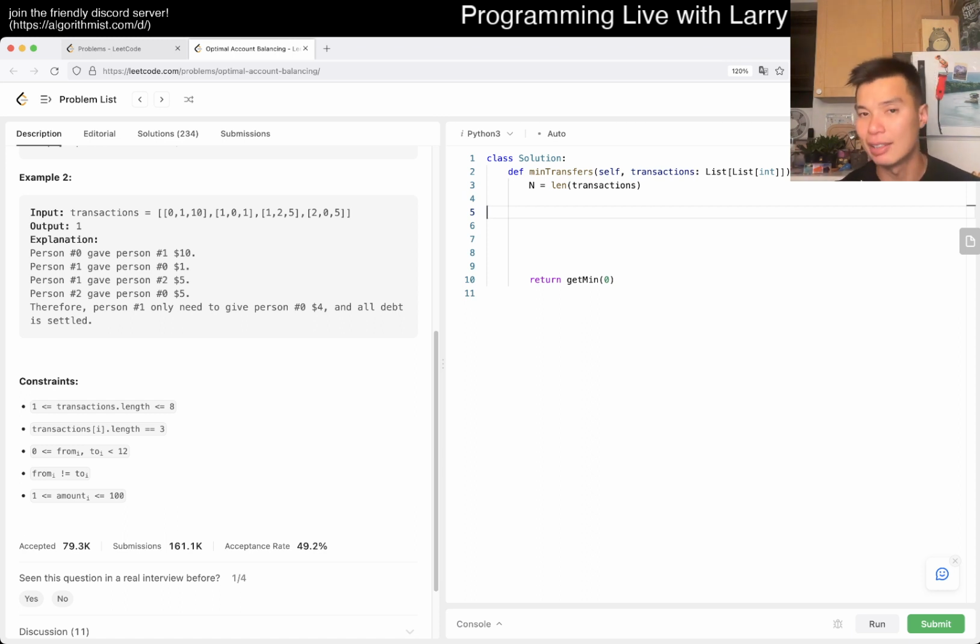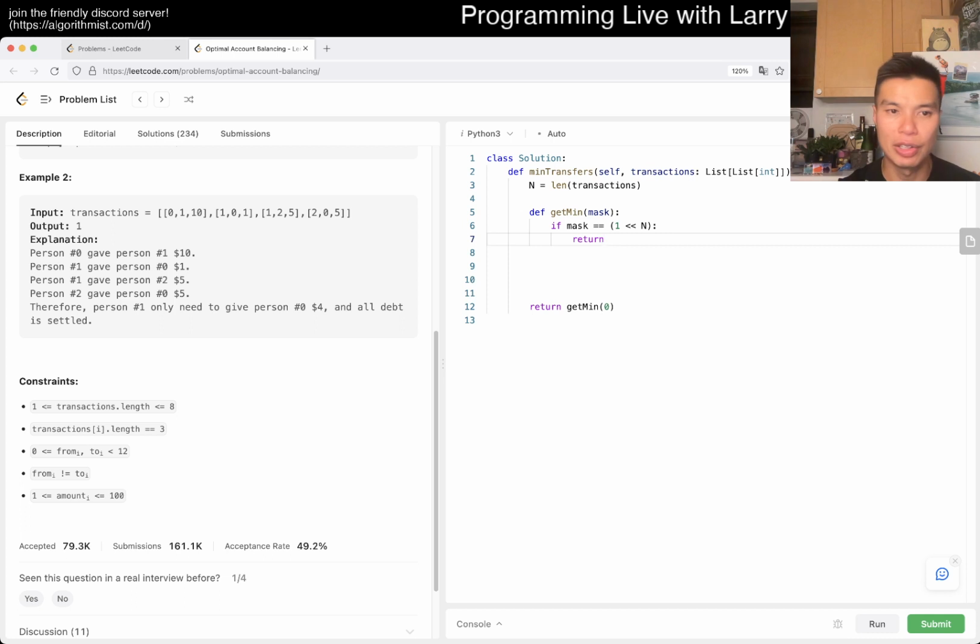The idea is that a bitmask is an array of seen or boolean values. So now we have to write the get_min function, and we have the current mask. If the mask is full, then we return 0, because that means that we're done. Otherwise, for m, the current one, we check whether it is used.